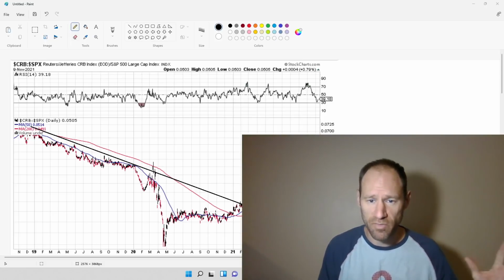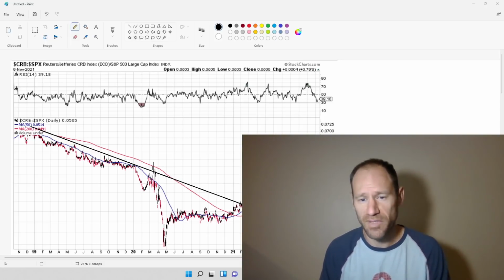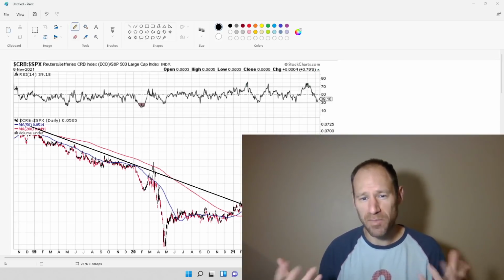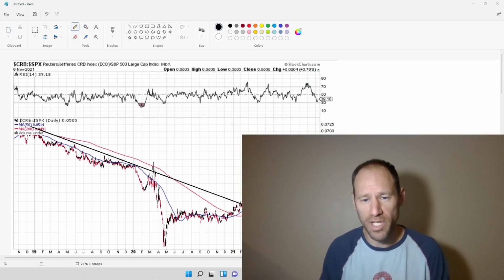And when this money rotates from bonds and stocks over, it's game over, guys. It's all coming to us. Let the game come to you. Don't go chasing after it.